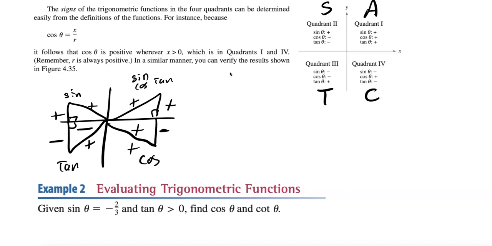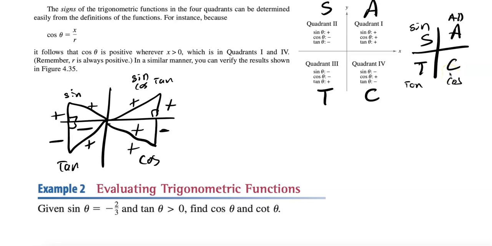So for a shortcut to memorize where stuff's positive, mathematicians generally go AST, ASTC. So let's just know that in quadrant 1, all of them are positive. In quadrant 2, only sine is positive. So if you're in quadrant 2, sine should be positive, the rest should be negative. Quadrant 3, tan is positive, the rest are negative. In quadrant 4, cosine is positive, the rest are negative.